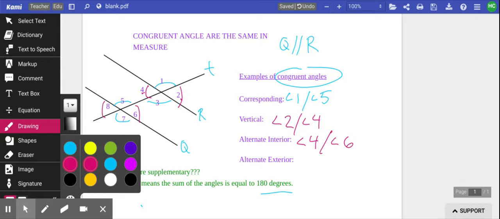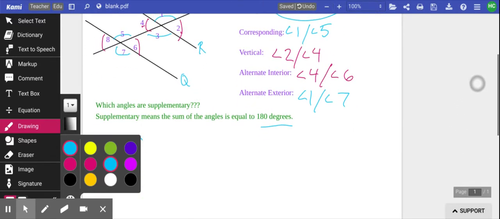And then our last word on here is alternate exterior. Alternate exterior has the same meaning. They're alternating on either side of the transversal, but they're both outside of the parallel lines. So that's going to be angle 1 and 7, angle 2 and 8, and that's all for that one. These are all congruent, same in measure.